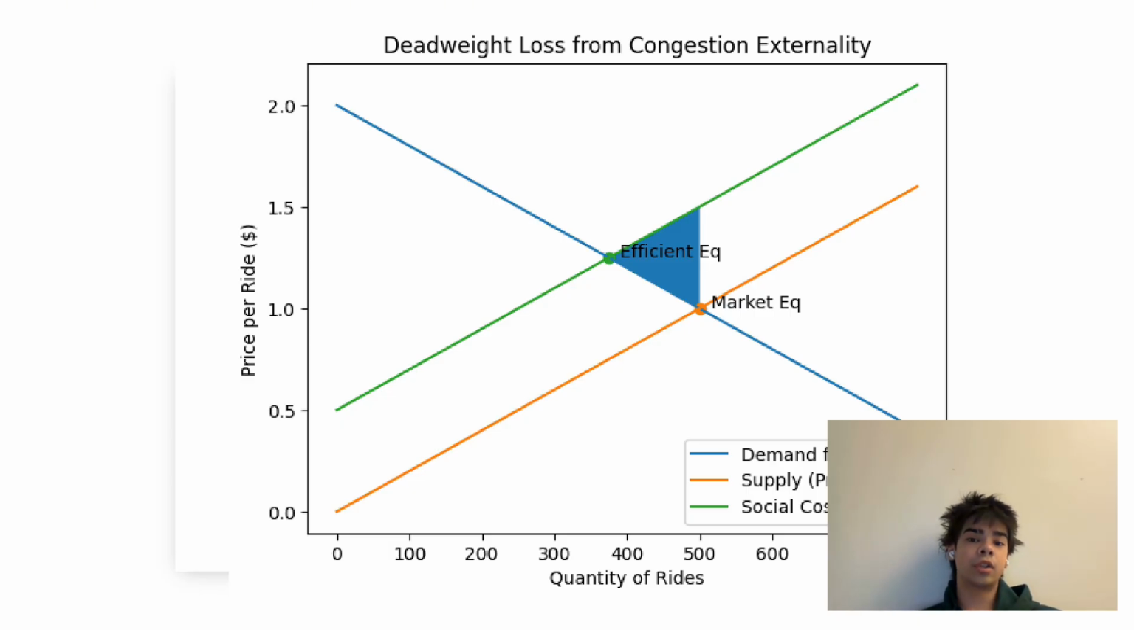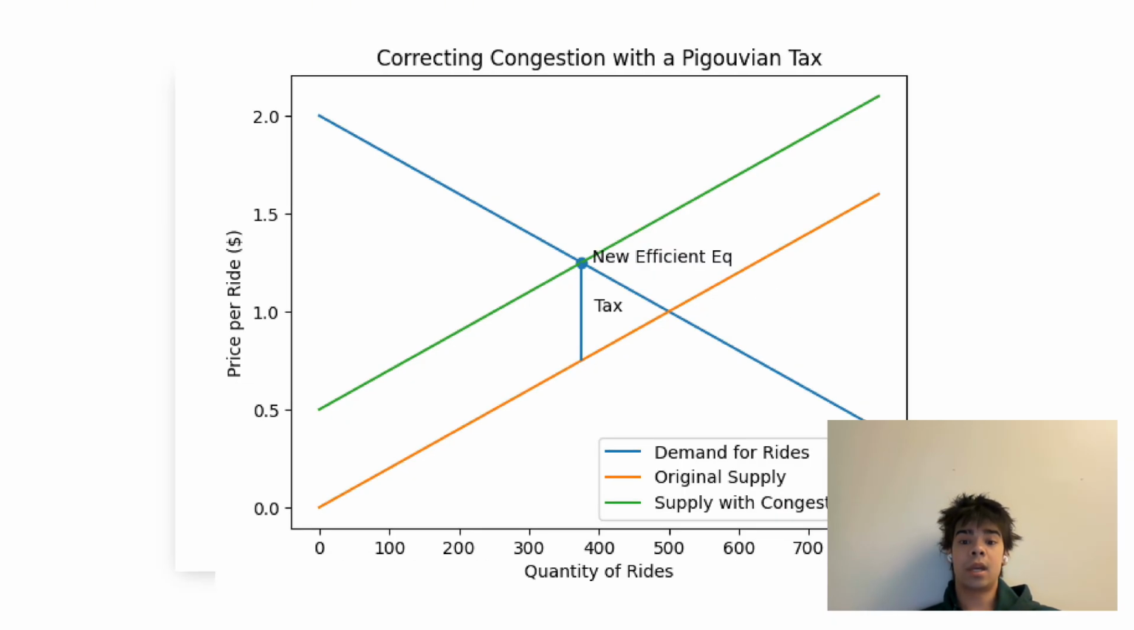So one solution is to internalize an externality, and that means adjusting incentives so decision makers take external costs into account. A common policy tool that we've actually learned about is the Pigouvian tax, a tax equal to the external cost per unit. So if the government imposes a congestion charge per ride equal to the external cost, the supply curve shifts upwards, reflecting the true social cost. So the new equilibrium occurs at 375 rides, the socially efficient quantity. Congestion decreases and total surplus is maximized.